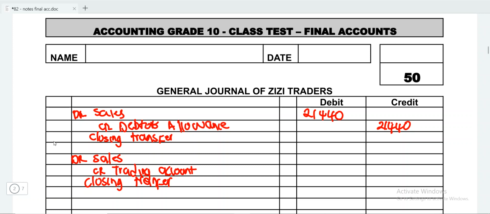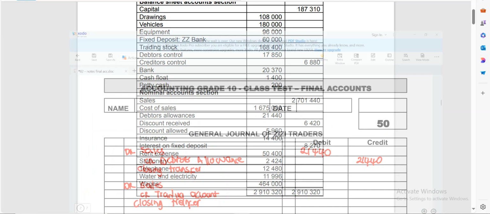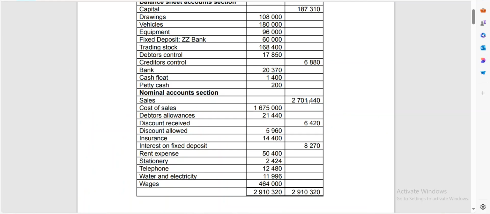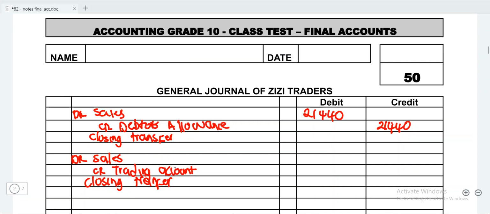So now let's go and check what is the amount for sales. But remember, you must deduct the debtors allowance so that you can get your net sales. Okay, so our sales according to this is 2,701,440. Then we subtract the debtors allowance, which is 21,440, so that it can give us our net sales. Remember, here our main focus is getting our net sales.